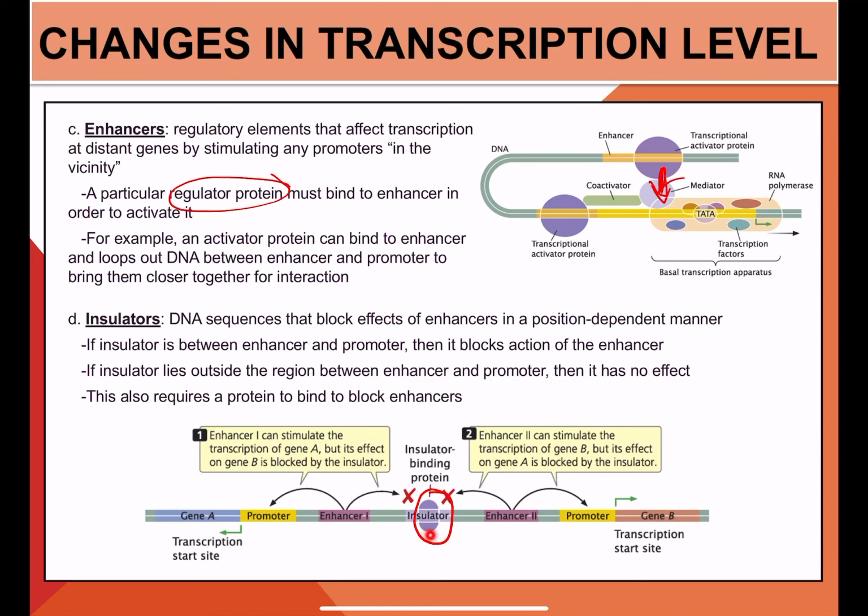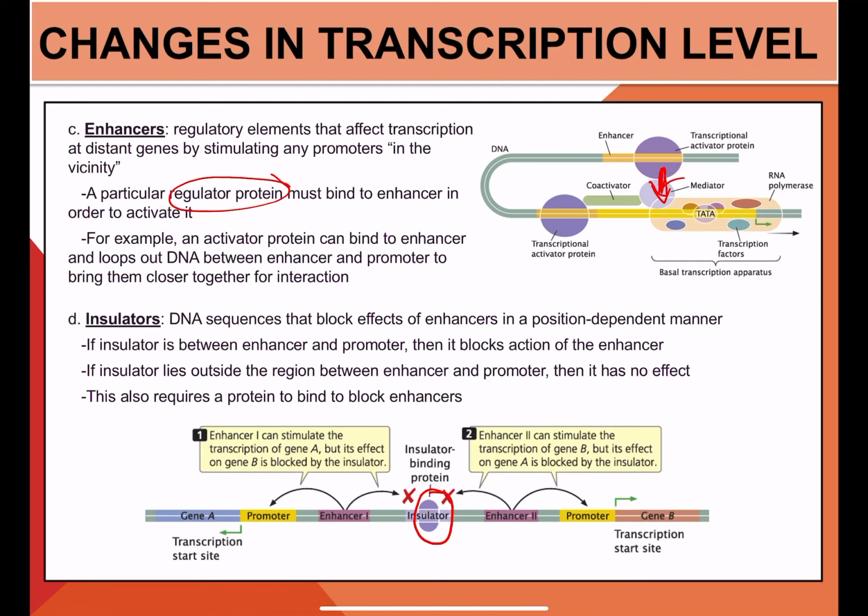But if the insulator is lying outside the region between enhancer 1 and this particular promoter, then this enhancer will enhance gene A's expression. So this insulator has no effect between this promoter and enhancer 1, nor does it have an effect on enhancer 2 and this promoter. All this insulator is blocking is enhancer 2 from acting on gene A's promoter, and enhancer 1 from acting on gene B's promoter. That's what the insulator is blocking.